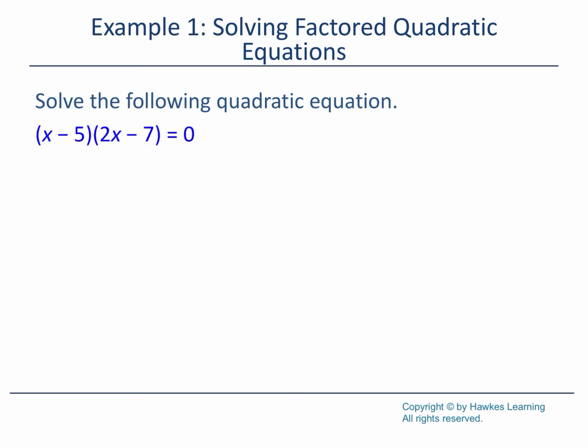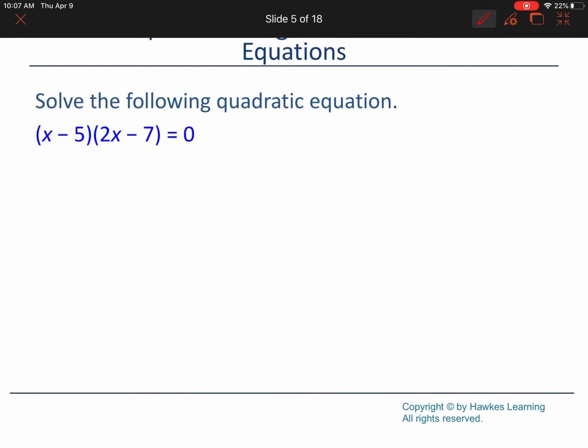So here is an example we could use. So you see that this is already factored, right? I've got this factor, x minus 5, times this factor, 2x minus 7, and they are multiplied together and they equal 0. Well, that automatically means that either x minus 5 equals 0, or 2x minus 7 equals 0. One of those two things has to be true.